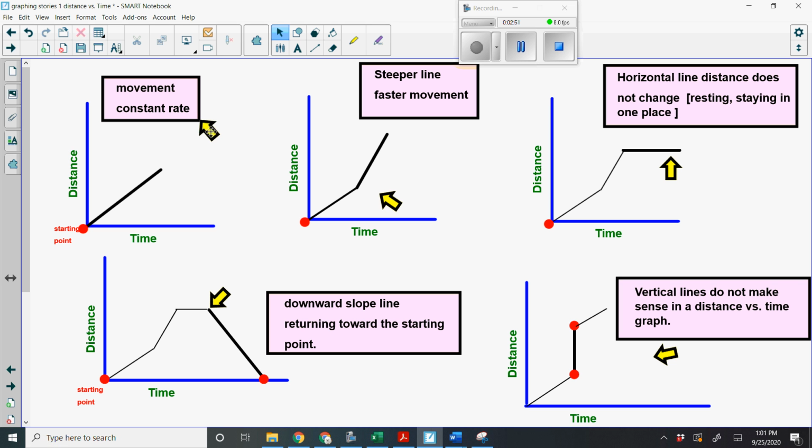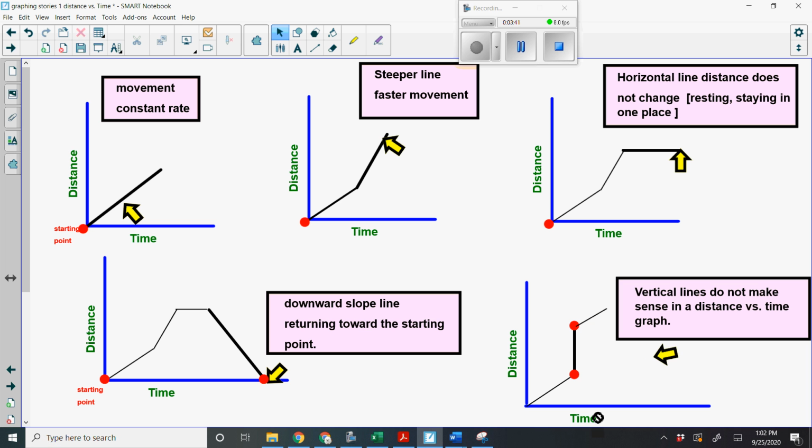So here I have movement at a constant rate, just a straight line. Here I have movement at a constant rate, but then if you notice the thicker line, that represents I'm moving faster. A steeper line compared to another line means we're changing our speed. Okay, a steeper line means faster. Here I have the horizontal line, which means my distance is staying the same, but time is going by. A downward line, a downward slope, means I'm heading back to where I started from. I am now decreasing my distance from the starting point. And then a vertical line is impossible in a distance time graph.